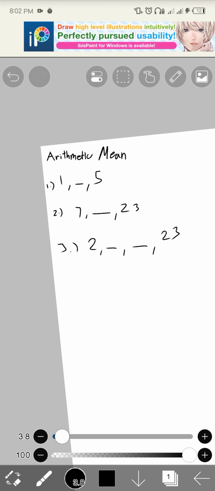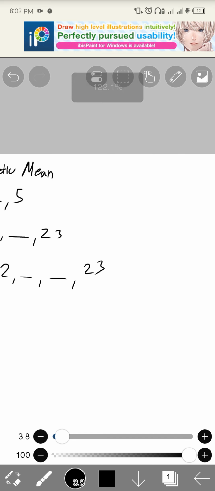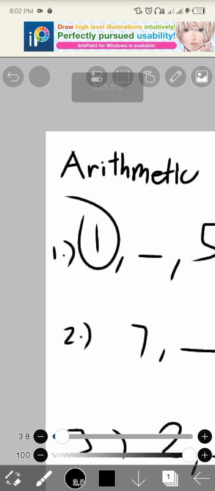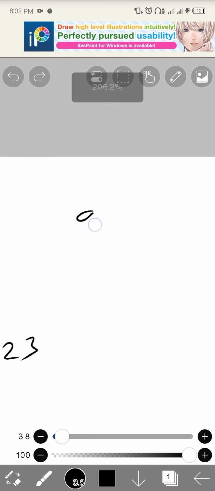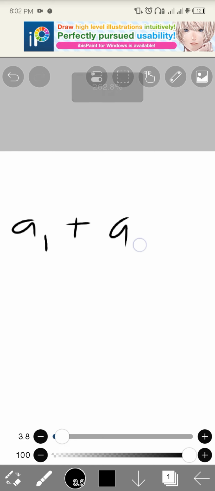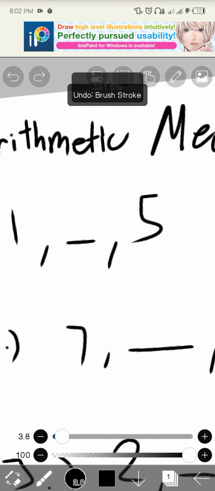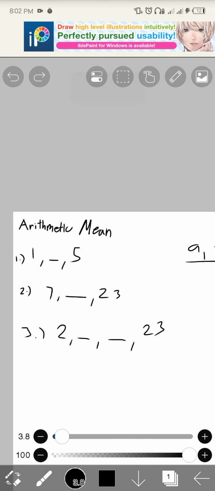Actually, may two formulas to use para ma-find nimo ang arithmetic mean. And one of those is ang basic na formula for mean, no? Since we have two numbers, a sub 1, which is our first term, and a sub n, a sub 1 plus a sub n over 2. Since sila man dalawa, no? Nakuha pangitaan tong average nila. So, we'll use this sa number 1.